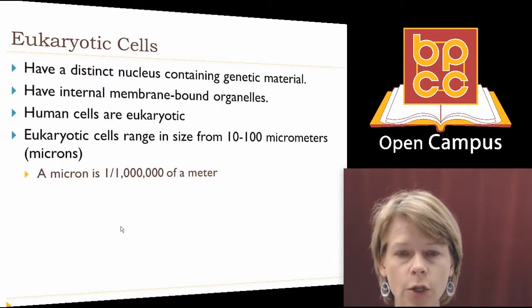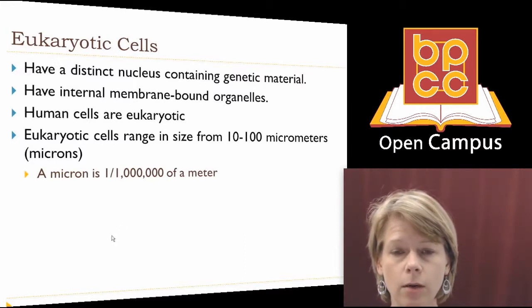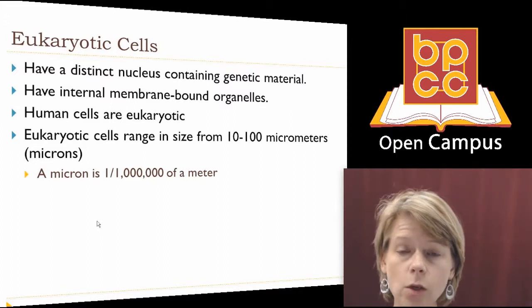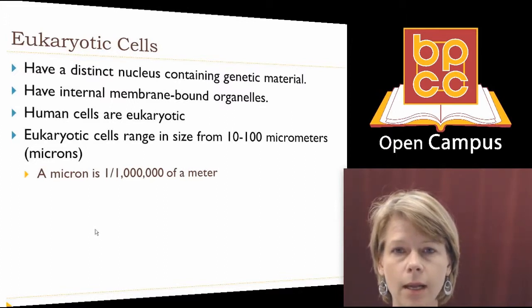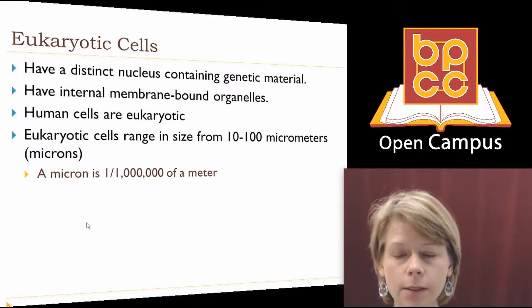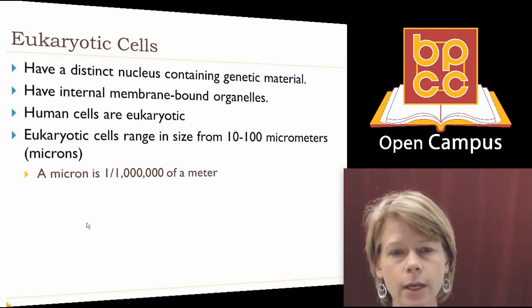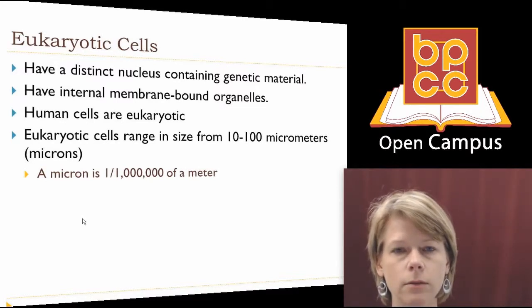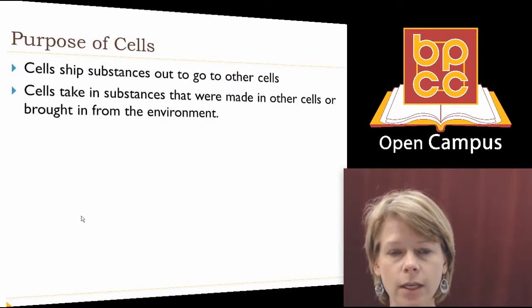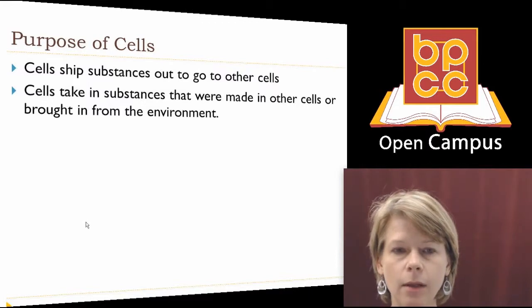The human cells are eukaryotic cells, which means it has a distinct nucleus that contains genetic material. The nucleus is surrounded by a membrane. Also within eukaryotic cells are smaller things, organelles, that are also surrounded by a membrane. Eukaryotic cells can range from 10 to 100 microns or micrometers, and recall that a micron is one millionth of a meter. The purpose of the cell is to make substances to go out to other cells or to keep within the cell to keep it alive.